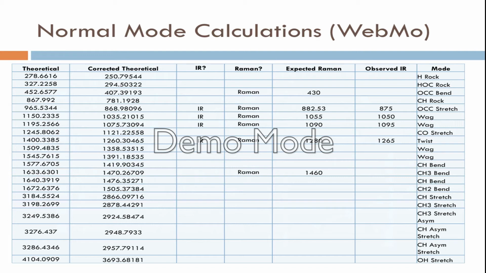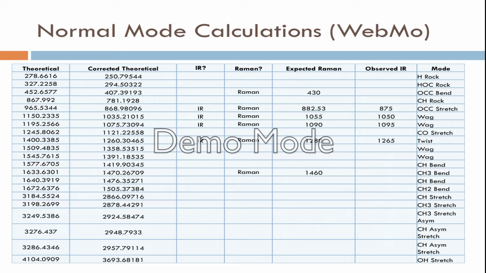So we're getting pretty good correlation between our expected and our corrected theoretical calculations from WebMo. And for IR, we observed peaks at 875, 1050, 1095, and 1265, which also correlate pretty well with the corrected theoretical data from WebMo. And we can also see that there are some peaks that are both IR and Raman active, and then there are 2 peaks that are just Raman active, which is really interesting.